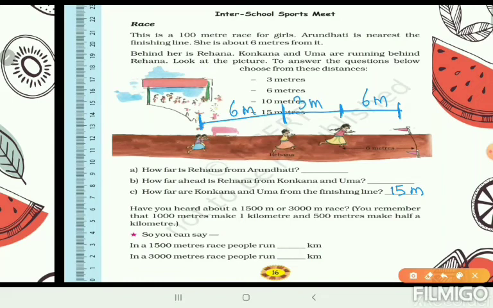Now let's see the last part. Here they are asking, in a 1500 meter race, people run how many kilometers? 1500 meter, can I write it as 1000 meter plus 500 meter? And you already know 1000 meter is 1 kilometer and 500 meter is half a kilometer. So what is the answer here? Your answer is 1.5 kilometer. It is 1 kilometer plus half kilometer, which means 1.5 kilometer.